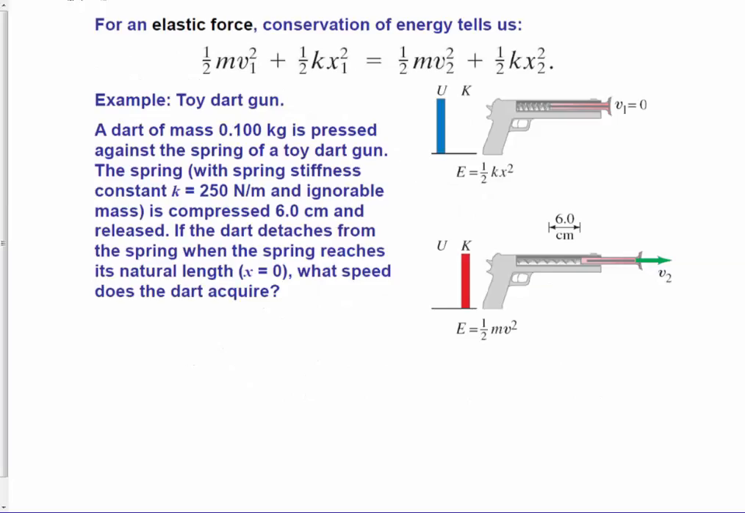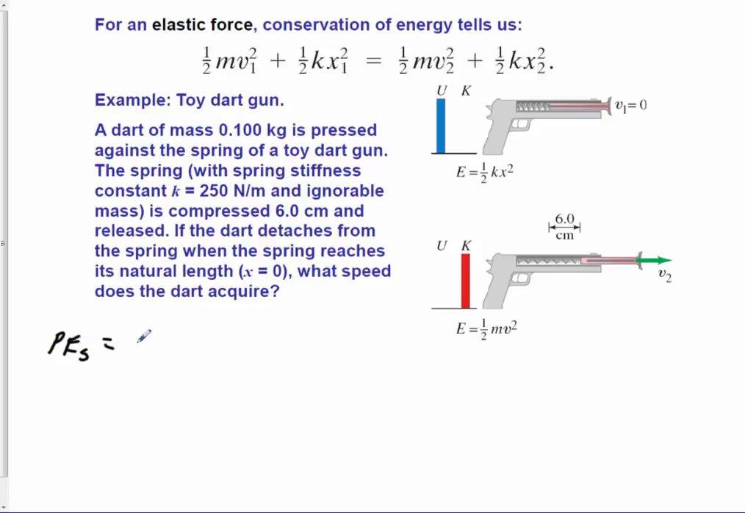Okay, one more problem here. When you're dealing with spring potential energy, all you're going to do is let the kinetic energy of the system plus the spring potential energy, again you're just doing the conservation of mechanical energy, be equal to the final, or position 2 if you want to call it that. Here we have a dart of mass 0.1 kilogram pressed against the spring of a toy dart gun. The spring has a spring constant of 250 newtons per meter. It's compressed to 6 centimeters. So what you want to do is find the potential energy of that spring.